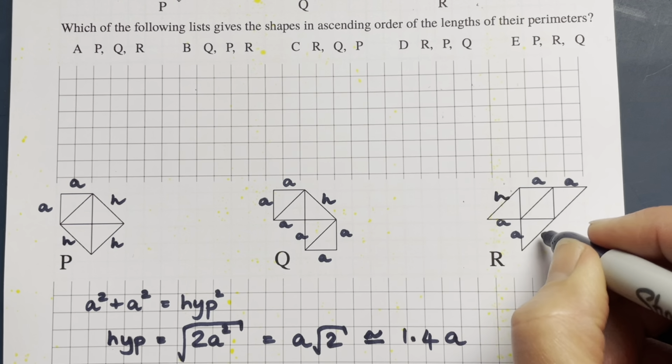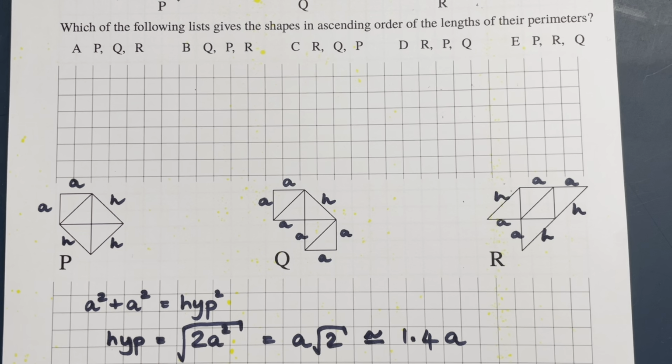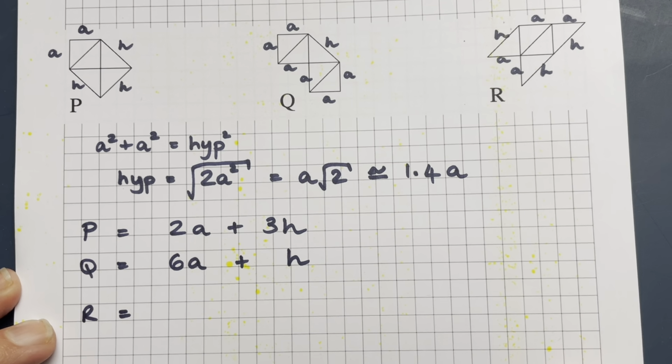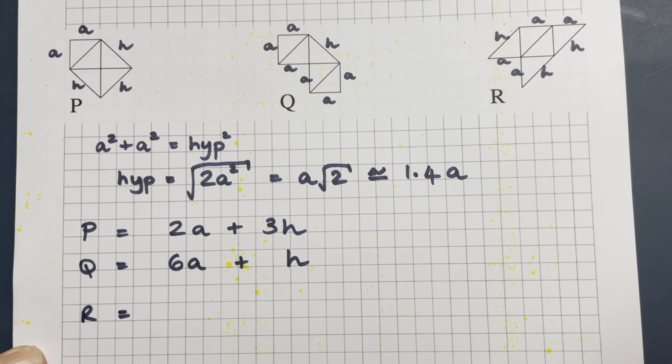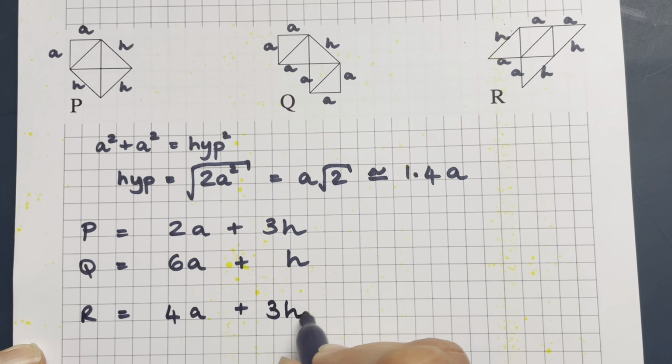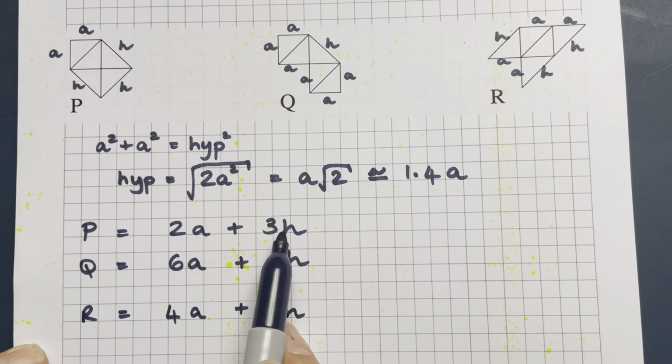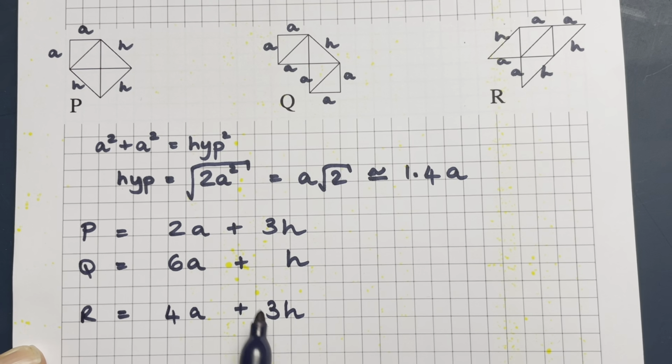And let's see how we can compare our perimeters. So for P, I've got 2A plus 3H. For Q, I've got 6A plus H. And for R, oh no, you can't see, sorry again. Okay, for R, I've got 4A plus 3H. So I can see straight away that P is smaller than R, but I just need to check.